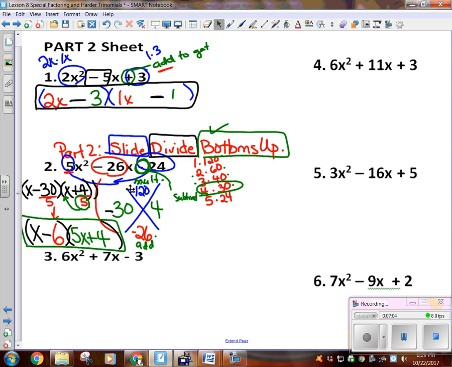I tried to refresh today. I did one with trial and error, and I did one with slide, divide, bottoms up. You now have class time to finish 3, 4, 5, 6. We're going to take about 20 minutes, and then we've got to go on to the next part of our lesson.